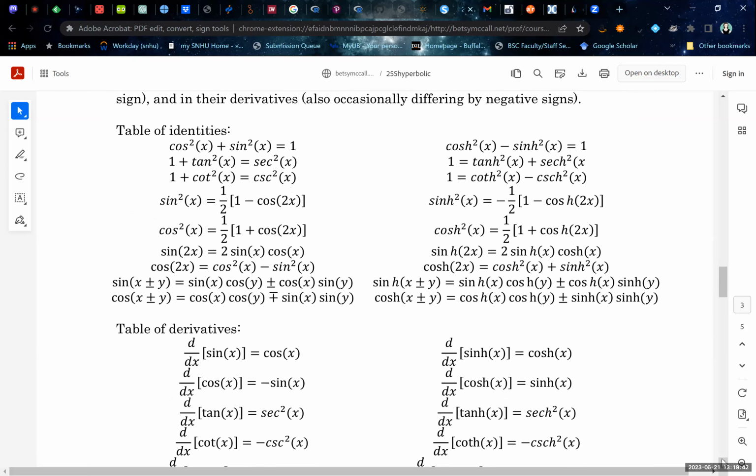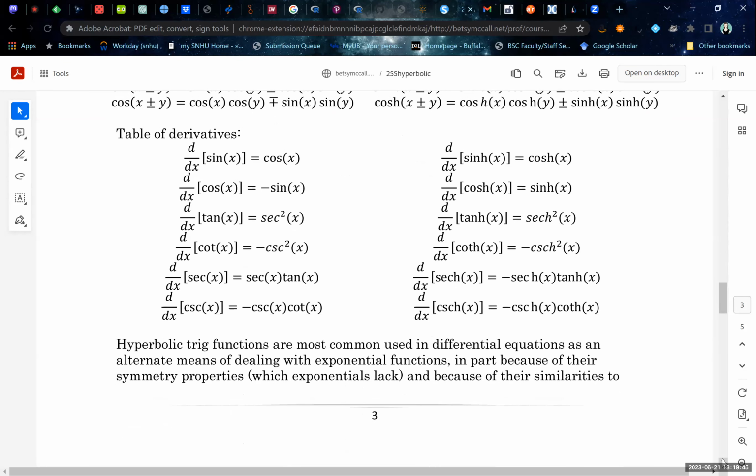Now, when it comes to calculus, the derivatives are almost all completely the same. The only thing that you really have to worry about is where the minus signs go. The derivative of sine is cosine in the regular trig world, and the derivative of hyperbolic sine, or sinh, is cosh. One of the minus sign differences occurs when you take the derivative of cosine. In the regular trig world, you get minus sine. In the hyperbolic trig world, you get positive hyperbolic sine.